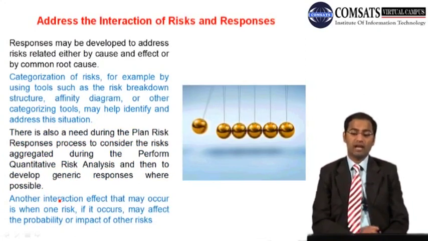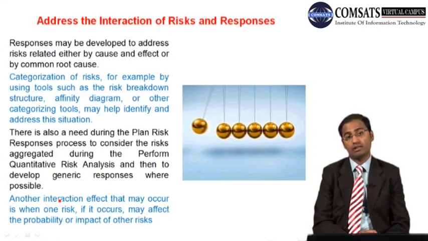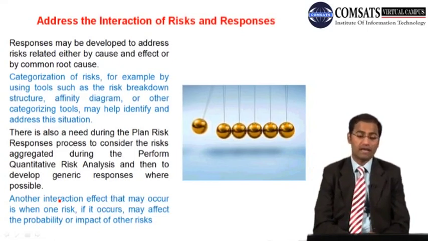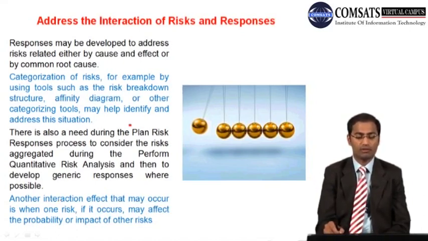Then address the interaction of risks and responses. We have talked about how a risk response may trigger a few other risks, and those are called secondary risks. Keeping this in mind, just listen to what is written on the slide. Responses may be developed to address risks related either by cause or effect or by common root cause. Categorization of risks, for example by using tools such as the risk breakdown structure, affinity diagrams, or other categorizing tools, may help identify and address this situation. There is also a need during the plan risk responses process to consider the risk aggregated during perform qualitative risk analysis, and then to develop generic responses where possible. So that is very important.